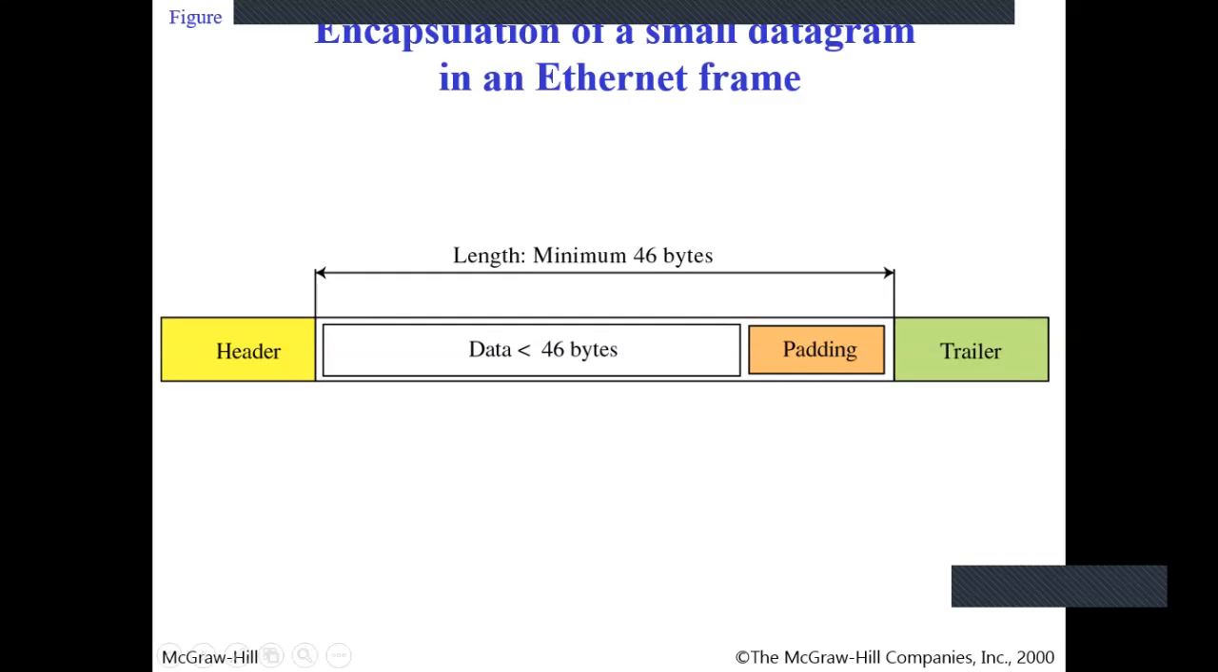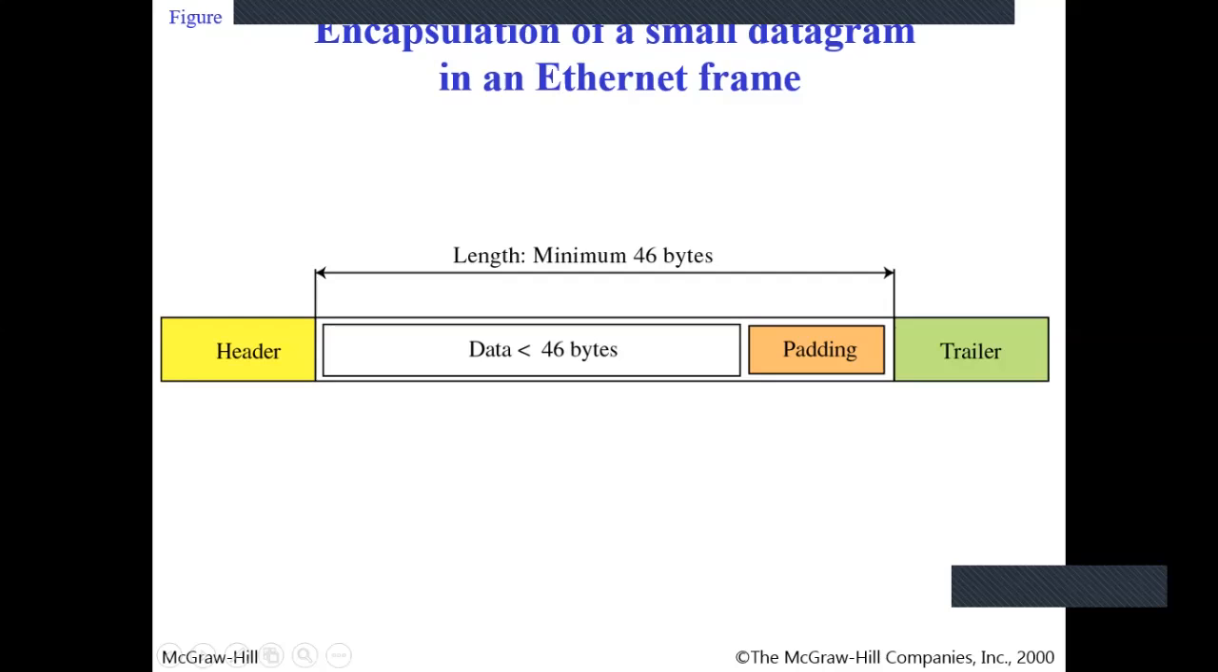Clear? Now, the condition for encapsulating the data from the network layer is that the size of the data coming from the network layer should have its minimum value of 46 bytes. But if the data size is not the minimum of 46 bytes, then to make it minimum size, the padding operation is performed to make it a minimum of 46 bytes.